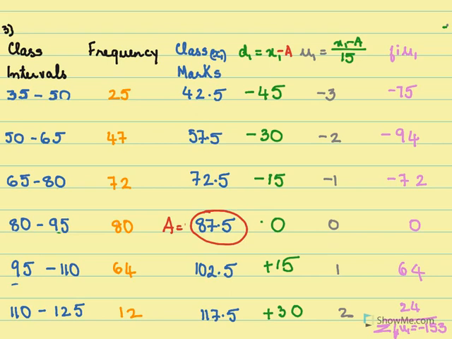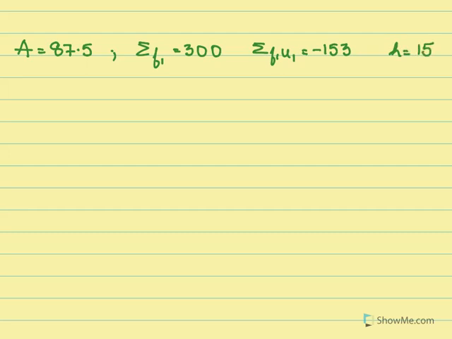The next is we need to sum up the frequency to get the total observations, and in this case it is 300, not 30, 300. So my A was 87.5. The total of all the readings was 300. Sigma fi ui was minus 153. And the h was 15.